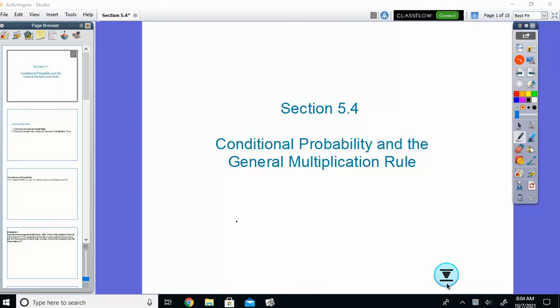There are 5 sections in it, but we are only covering 4 of them. So this is the last section that we are covering in this chapter.